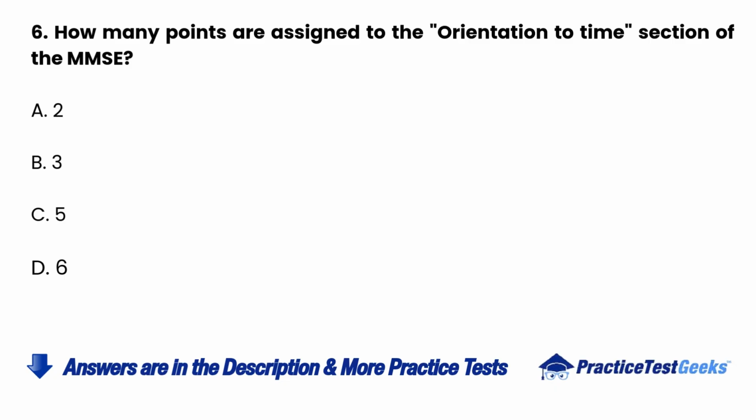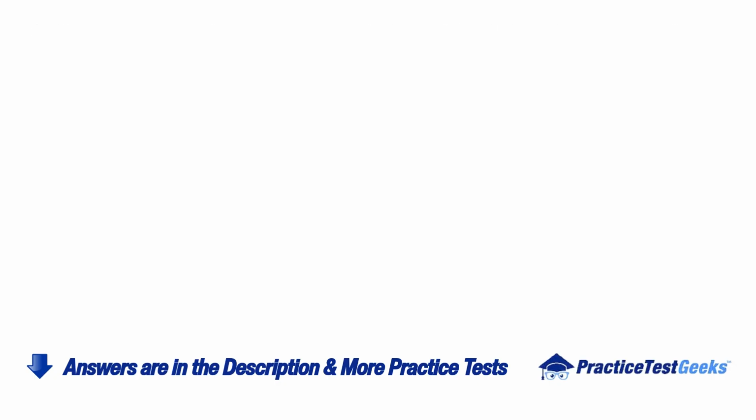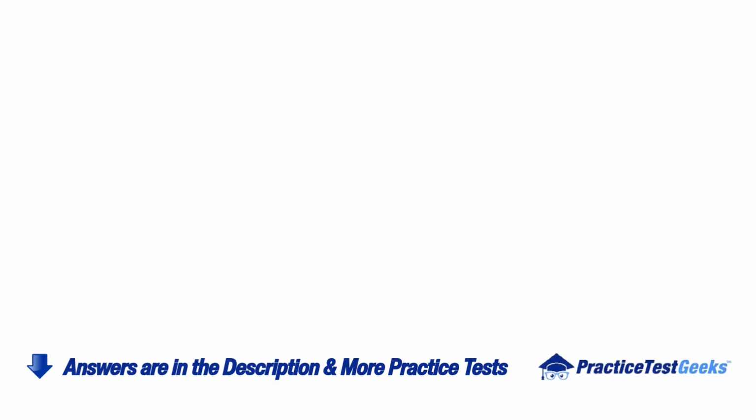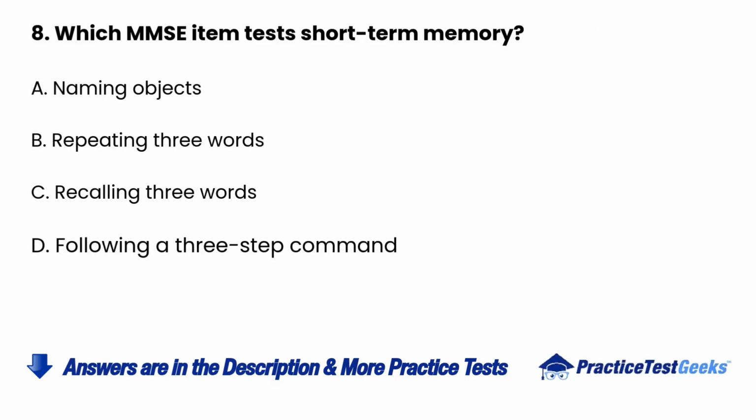7. In the MMSE, asking a patient to count backward from 100 by sevens is a test of which cognitive ability? A. Abstraction. B. Language. C. Attention and calculation. D. Executive function. 8. Which MMSE item tests short-term memory?